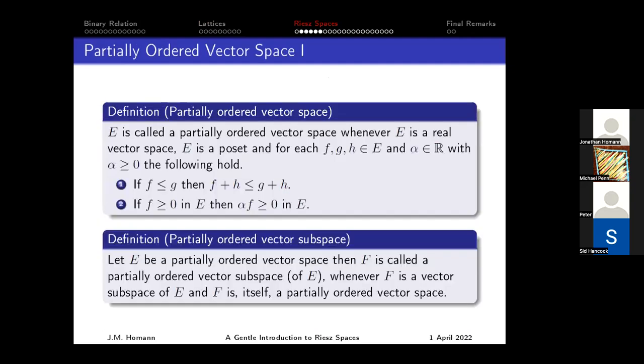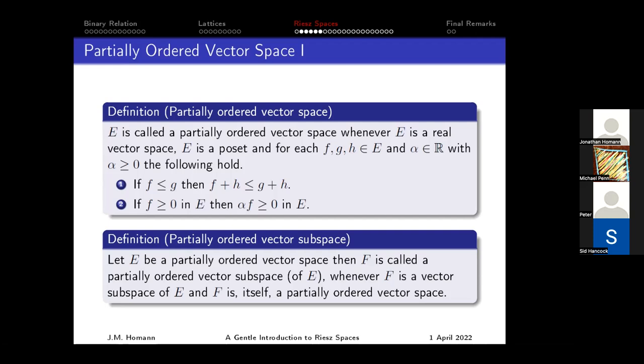So the first thing is, we'll define a partially ordered vector space. We'll say that E is a partially ordered vector space whenever E is a real vector space and E is a poset such that for each F, G, and H in E, and for each alpha, a real number, which is greater than or equal to zero, we have that if F is dominated by G, then F plus H is dominated by G plus H. And if F dominates the null element in E, then alpha F dominates the null element in E. So these two properties are extending the partial ordering to the vector operations.